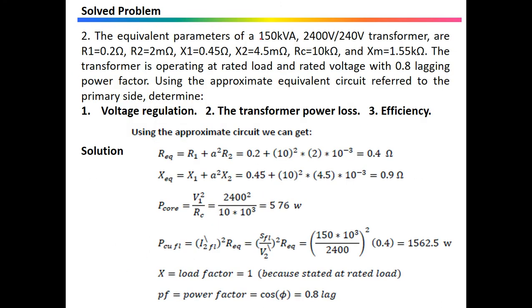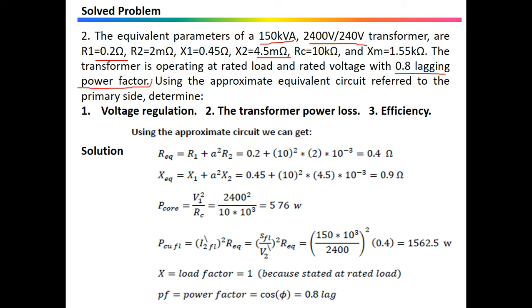One another problem given here is this: the equivalent resistances of a 150 kVA, 2400 volt to 240 volt transformer have these values. These are certain values given to us, and the transformer is operating at rated load and rated voltage with 0.8 lagging power factor.